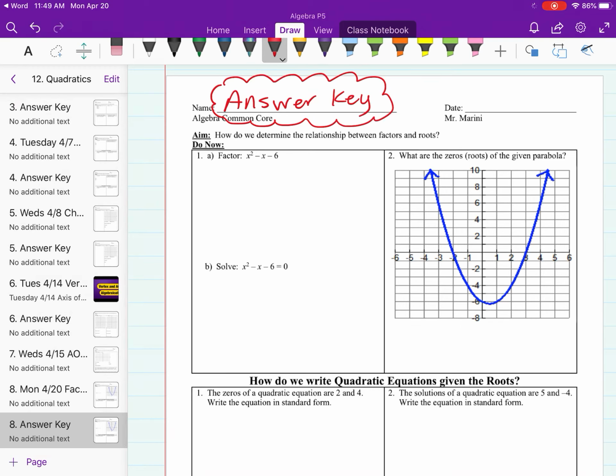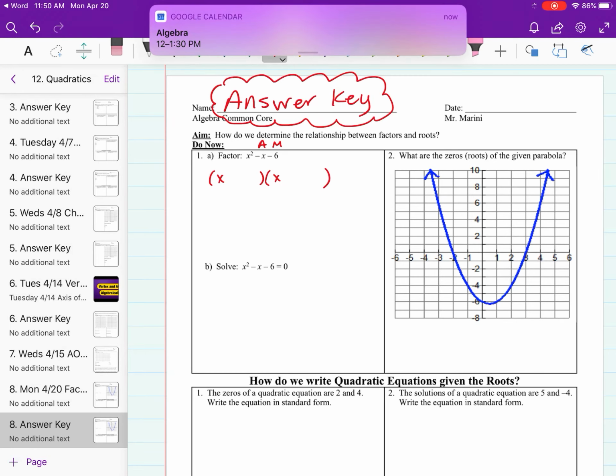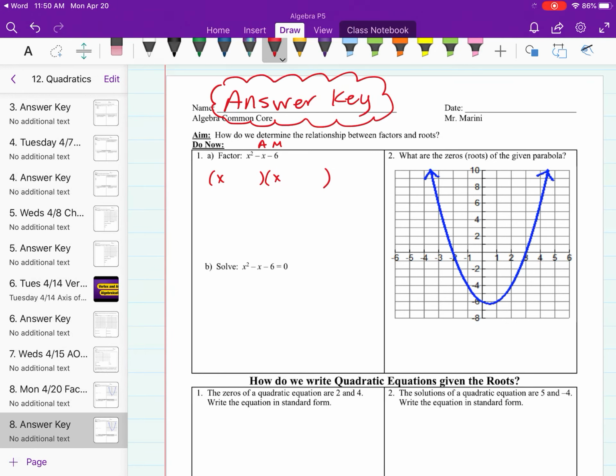I'm going to start here with the do now. Question number 1 says to factor x squared minus x minus 6. So remember, there's greatest common factor, there's dots, there's AM. This would be factorable with the AM method because it's a trinomial. When you factor this polynomial, x squared is x times x, and numbers that multiply to -6 and add up to -1 would be a +2 and a -3.